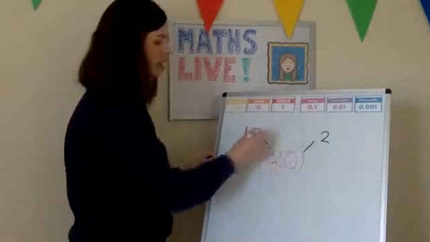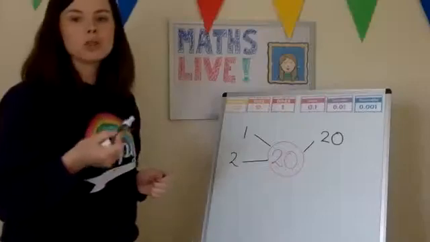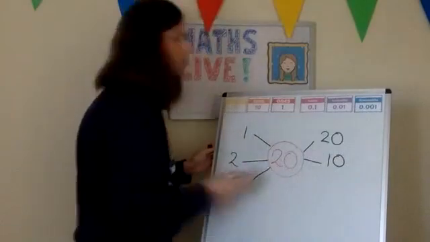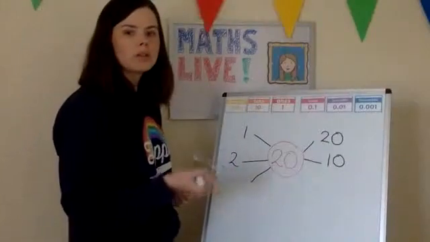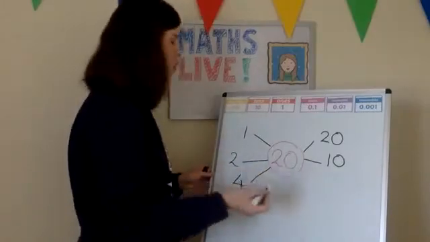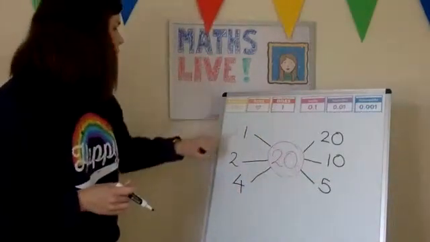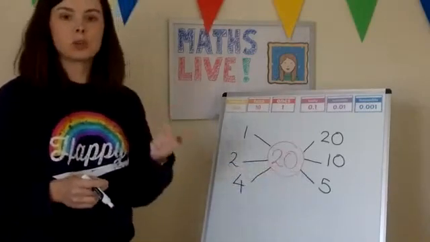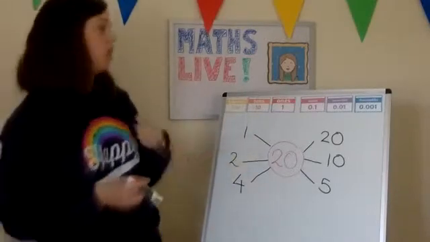We know 2 is, because it's an even number. What do we times 2 by to make 20? It is 10. And the 3 times table: 3, 6, 9, 12, 15, 18, 21. No. 4, 8, 12, 16, 20. So what do we times 4 by? 5. 4 fives are 20. So we've done 1, 2. We know 3 isn't. 4, 5. Now we're at 6. 1 six is 6, 2 sixes are 12, 3 sixes are 18, 4 sixes are 24. No, too far.